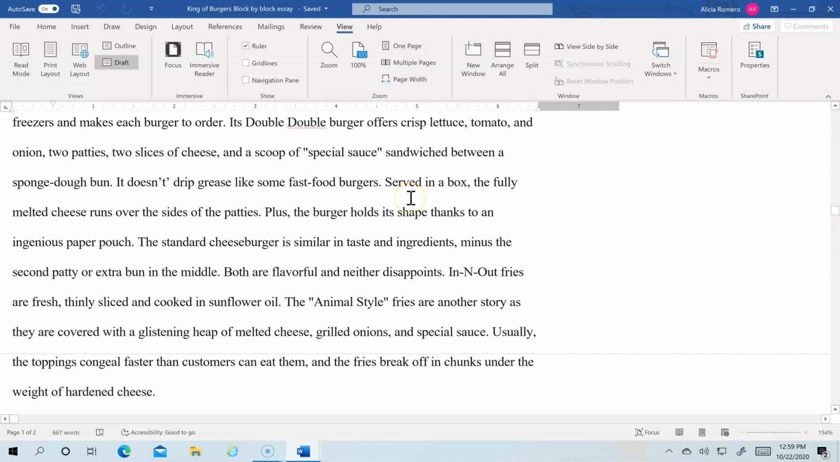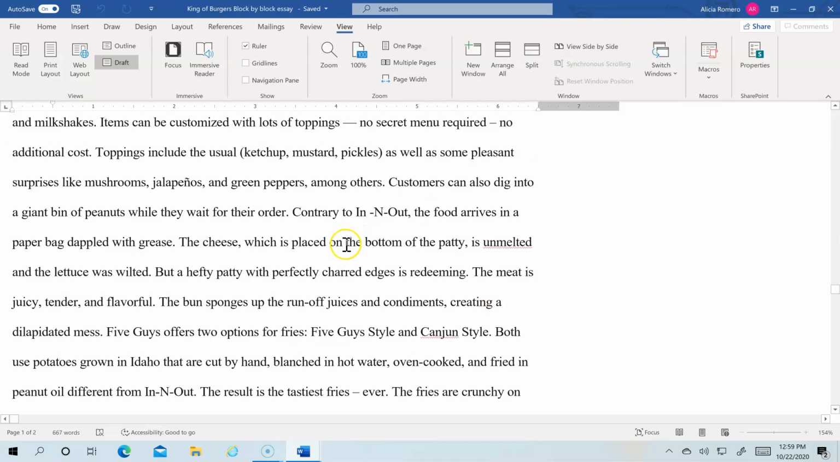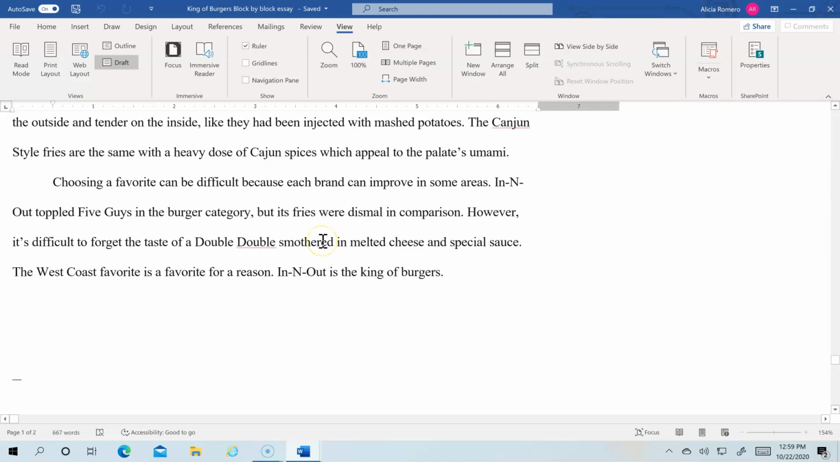So first paragraph addresses In-N-Out. Second paragraph is Five Guys. And then we have our concluding paragraph, which is fairly brief for this essay. It would be a little bit longer if you're writing about something more substantial, but that's the essay.